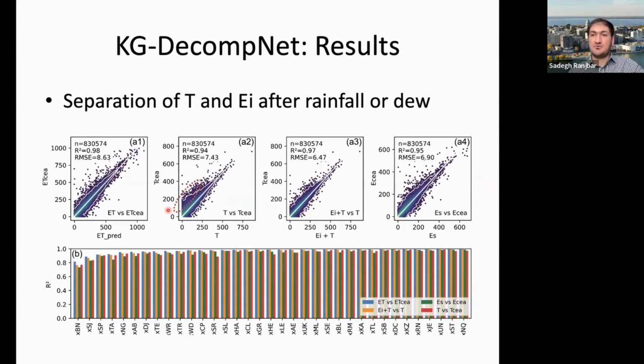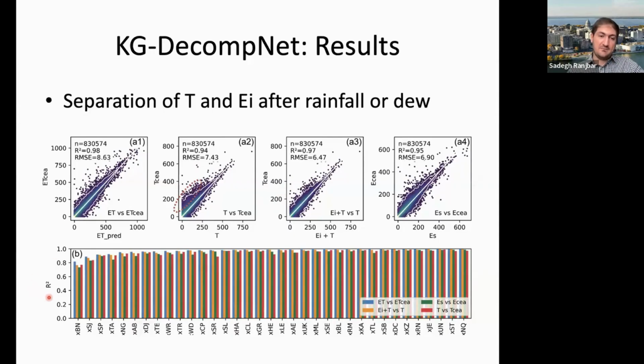T is equal to T plus EI. And here you can see that when we do the summation of intercepted evaporation and T, it fits more closely with the CEA derived transpiration. You can also see that based on their difference in statistical R square and RMSE.